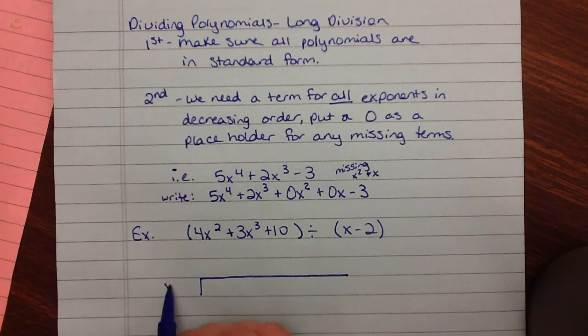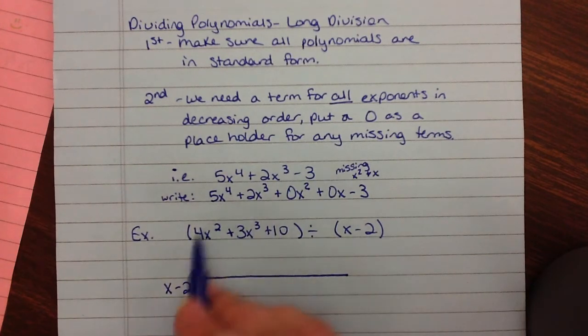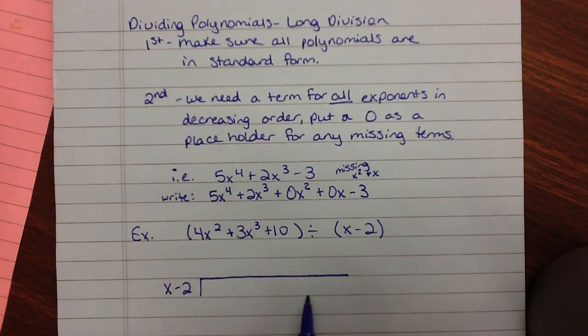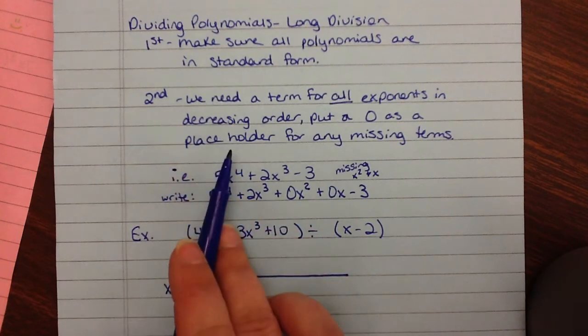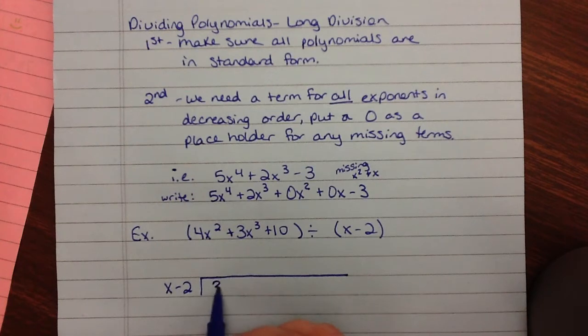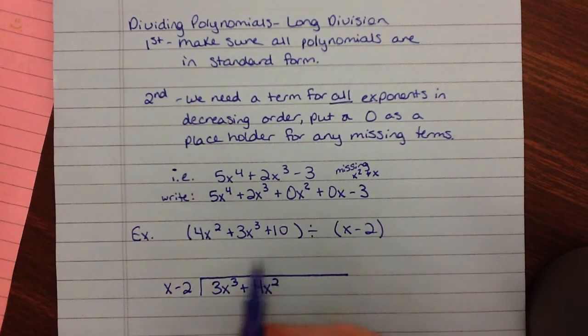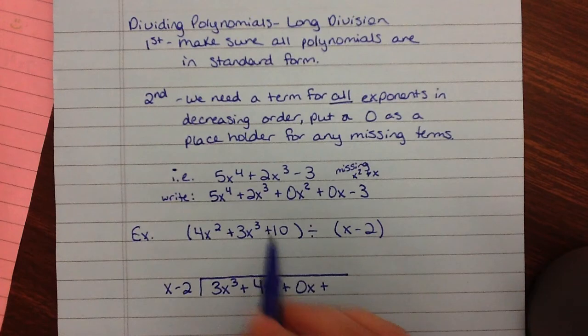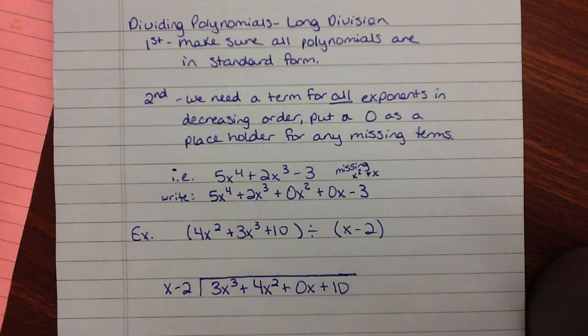So x minus 2 is going to go out front, and up here, this goes in here, but remember it has to be in standard form and we need placeholders. So our first term, our term with the highest degree, is 3x to the third. And then next should come our x squared term, which we have, 4x squared. Do we have an x term? No, so we put in a 0 as a placeholder, and then we have a 10. So 3, 2, 1, and my constant.